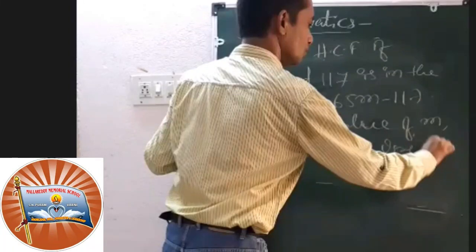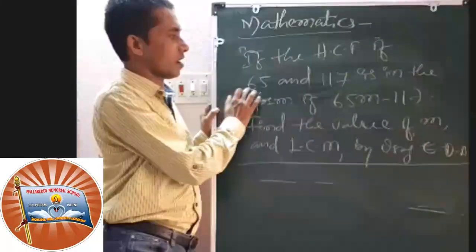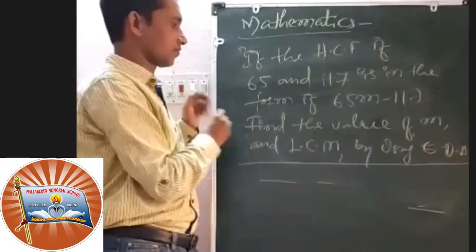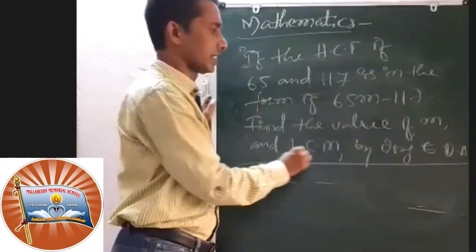Whatever question you may come across, you have to read the question thoroughly. Now how do we solve this question? Please listen. Once again I am repeating the question: if the HCF of 65 and 117 is in the form of 65m minus 117, then find the value of m and the LCM.